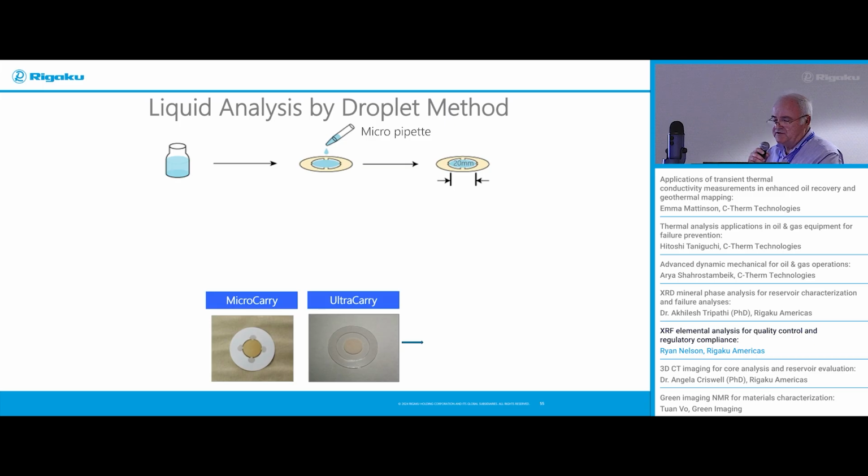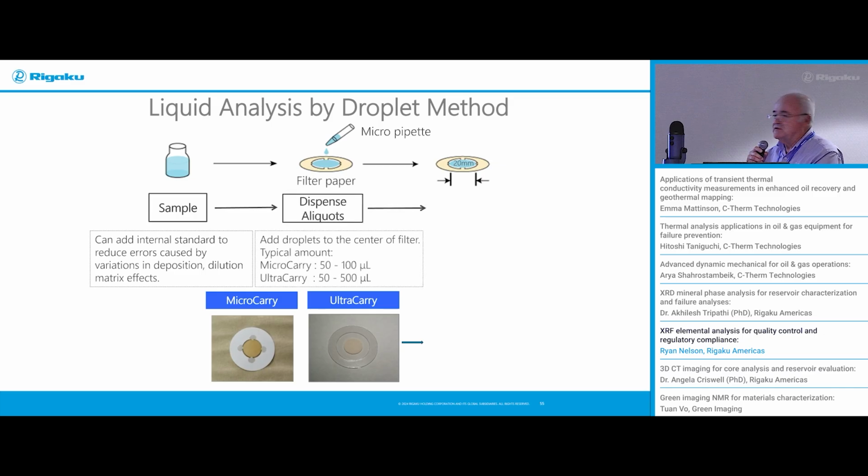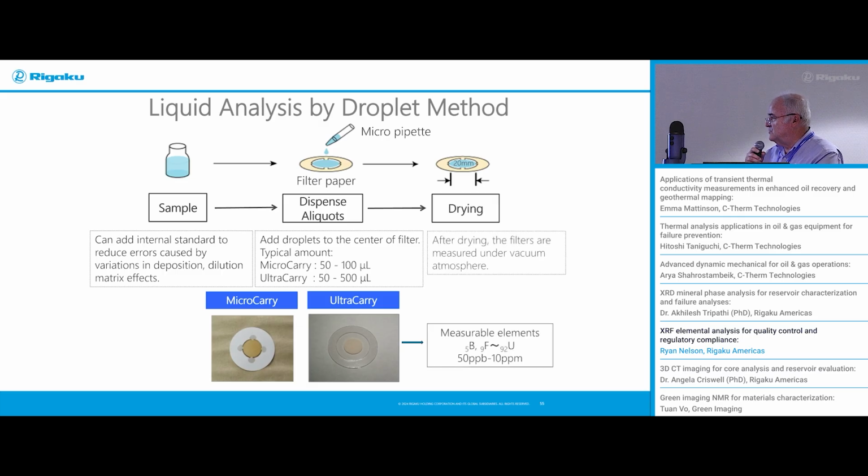And then also liquid by droplet. They're called filter membranes or ultra-carry, micro-carry. So you can do it down to 50 ppb of most of your analytes using this method. So it's 250 microliter aliquots deposited in the center of a hydrophobic membrane and then analyzed in the machine. And it'll give you pretty good accuracy down to 50 ppb or 10 ppm.